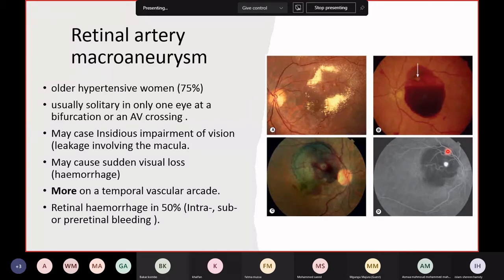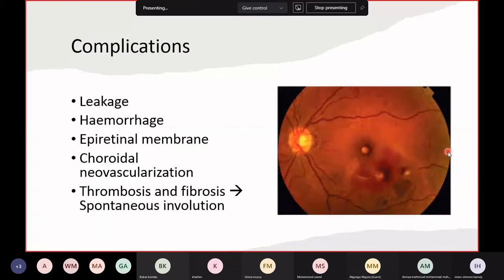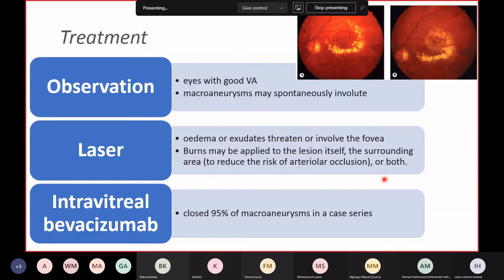So it may undergo spontaneous thrombosis and it may involute on its own even without treatment, or it may give some complications like the hemorrhages as we saw, or the epiretinal membrane, or the choroidal neovascular membrane formation. How do we treat them? If it's causing no problem, we may observe them, aiming for spontaneous involution.